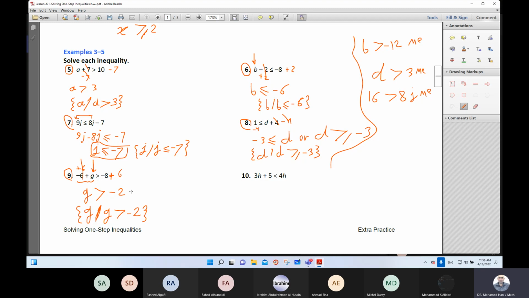Who has any question about this exercise? Mister, how do you know which number you should do like minus or plus for it?